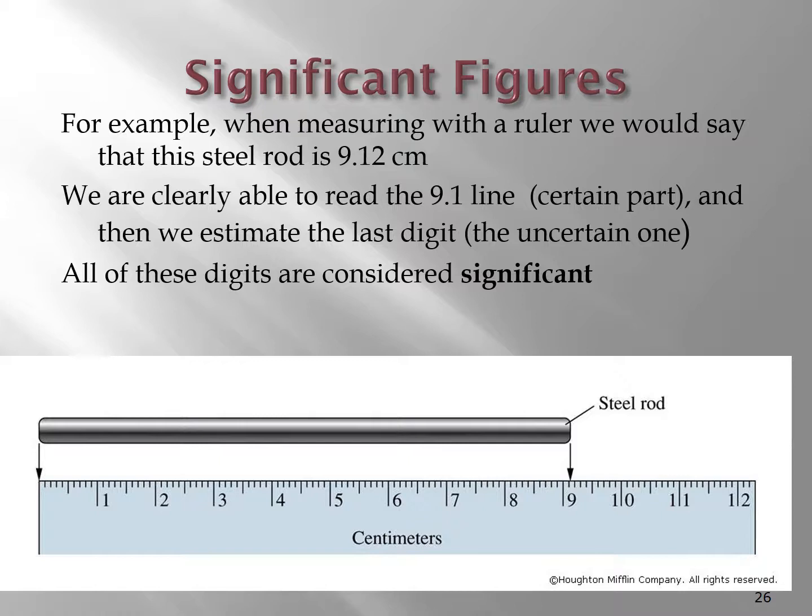So that's what I mean by precision, is how well can you measure, how detailed can you measure the measurement. So anyway, in this case, 9.1 are significant because we can read those exactly, and then we estimate the third digit, which is also considered significant.